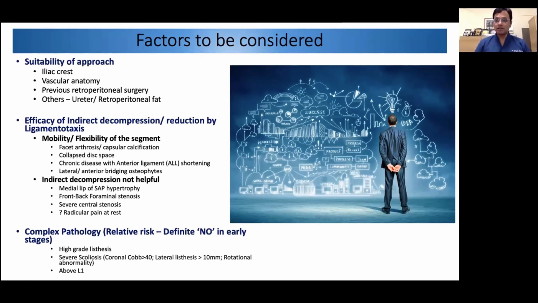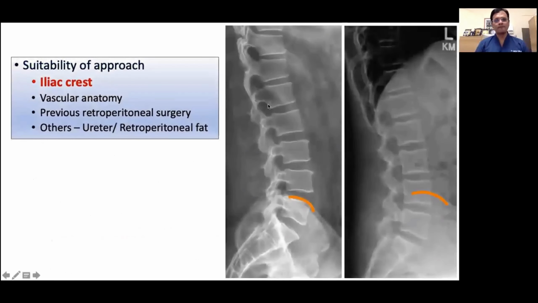The third possibility is whether, when dealing with complex pathologies, OLIF is a significantly good approach, and whether it can mitigate the risks that are involved in treating these complex pathologies. So these are the factors that we need to consider. We'll discuss them one by one.